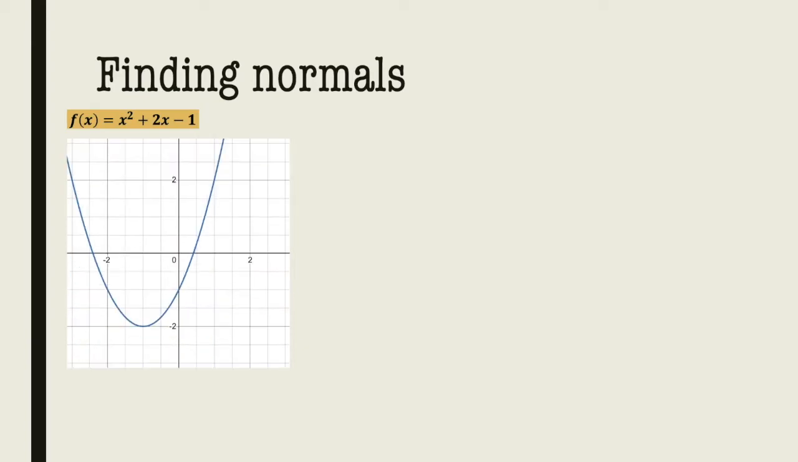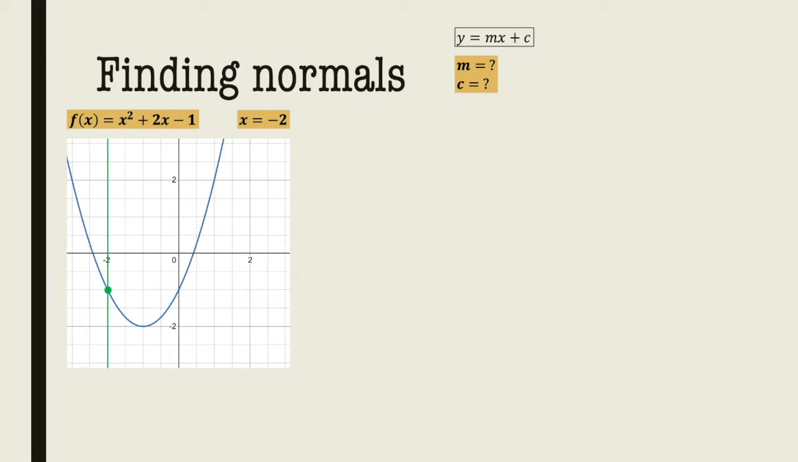We shall say we have the function f of x equals x squared plus 2x minus 1, with its graph right below. The task is to find a normal at x equals negative 2, a normal that passes through that point on the parabola. Just like tangents, normals are linear functions, and their formula is written in the form y equals mx plus c. Yet again, we must find the gradient m and the y-intercept c.